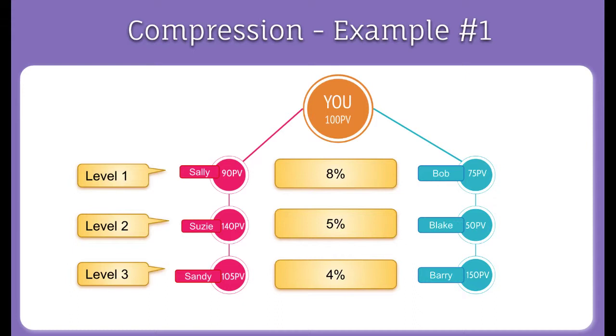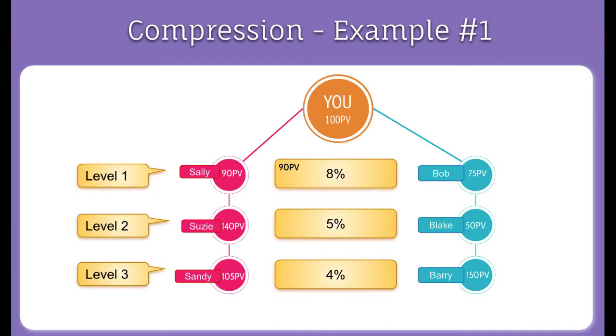In this compression example, we will look at what happens to the PV of Sally, Susie and Sandy in regards to the payment of Unilevel Commissions. You can see that Sally is on your level 1 and placed a 90 PV order. Firstly, let's take that PV and put it into our 8% row, as we will be earning 8% Unilevel Commission on that 90 PV. Now, compression is about to occur because Sally has not placed a 100 PV order.